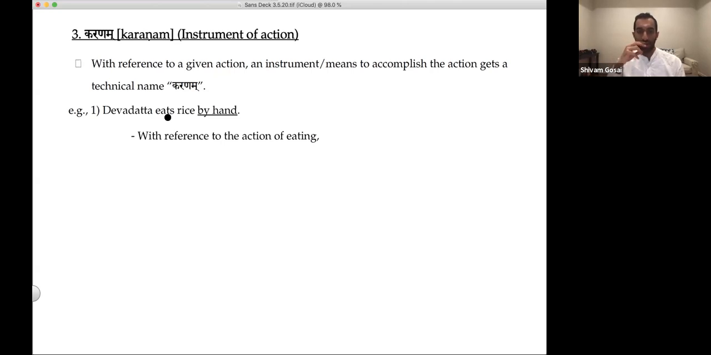So we're looking at what karanam means. It's an instrument of action. So with reference to the action of eating, who's the karta? Who eats? Devadatta. Devadatta is the karta. What does Devadatta eat? He eats rice. So rice is the karma. And now we want to ask, what does he eat with? With what instrument? He eats by hand. So we can ask the question, with what? By hand is the answer to that question. So that's what we call a karanam. It's the instrument by which he accomplishes eating.